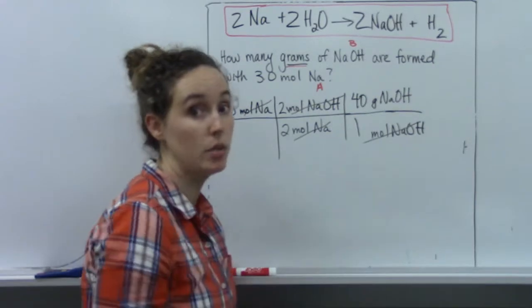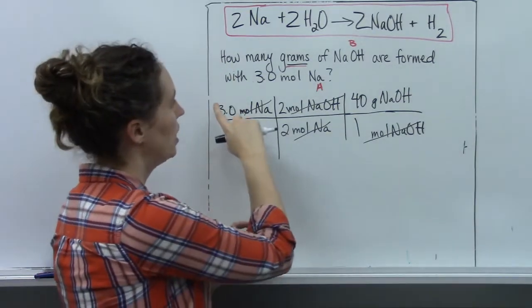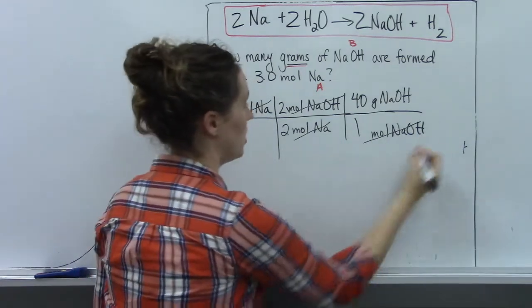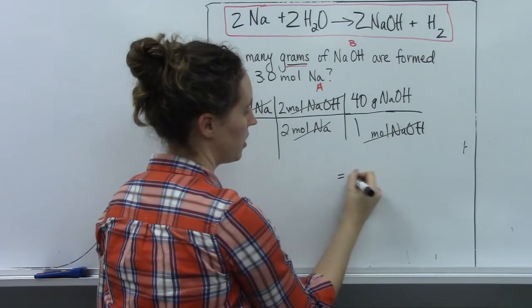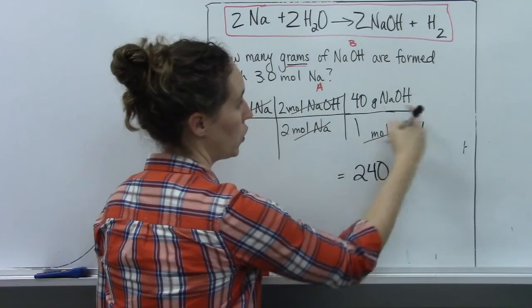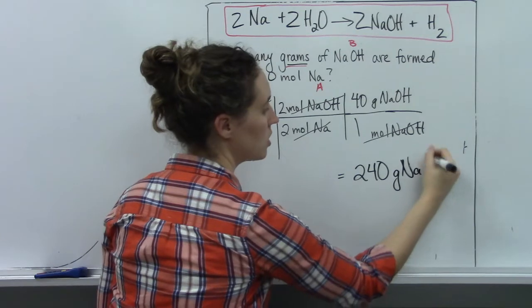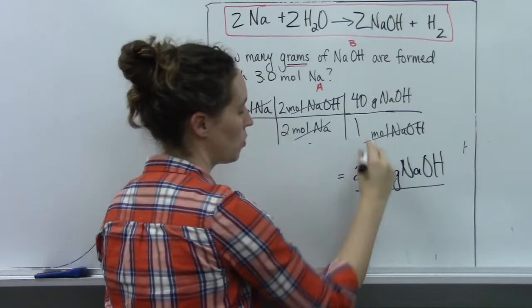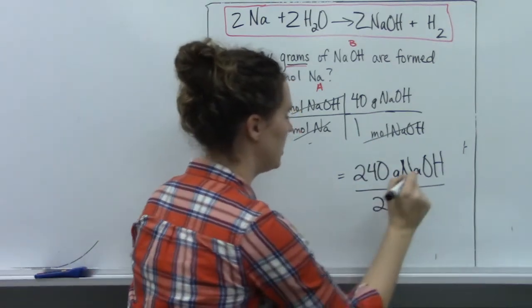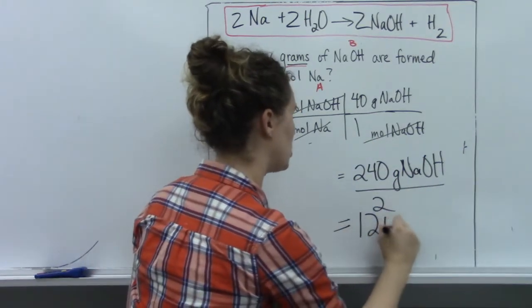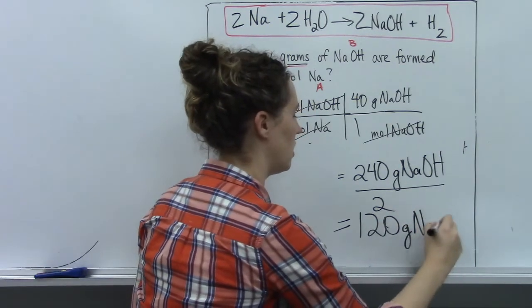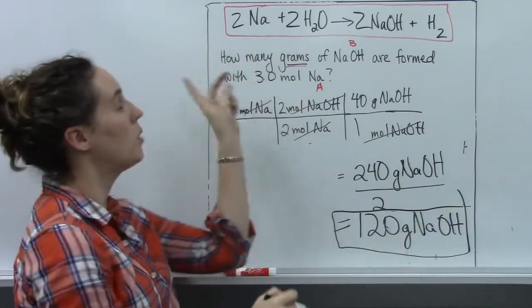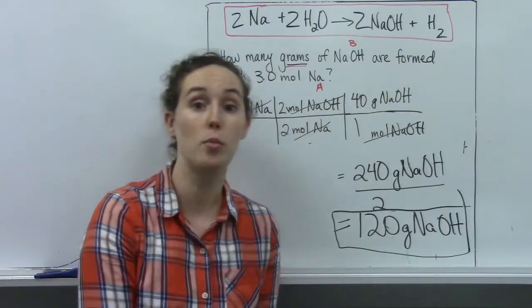So now all I need to do is multiply across. So 3 times 2 times 40 is 240. So I'm going to put my answer down here, okay? 240 grams of NaOH divided by what's on the bottom here, which is 2 times 1. We'll just go with 2 on that one, all right? Equals 120 grams of NaOH. That is what is produced. That's how many grams are formed with 3 moles of sodium.